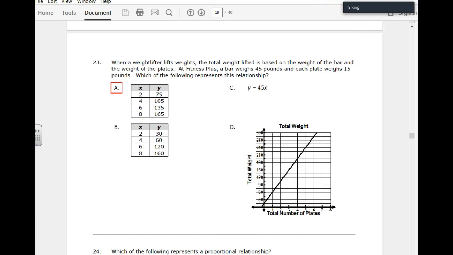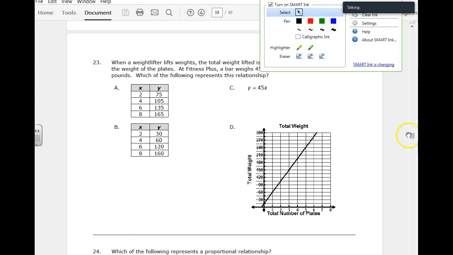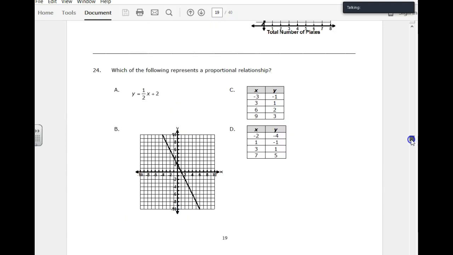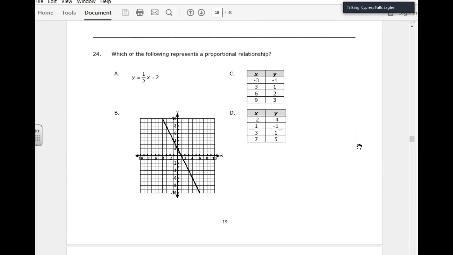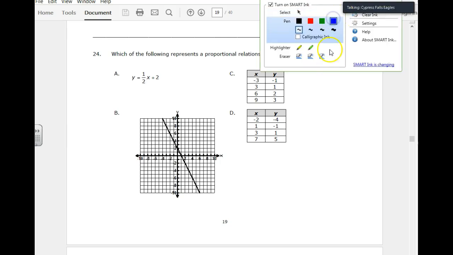24. A lot of people missed this one. Which of the following represents a proportional relationship? Kind of another vocab word. You had to know what in the world is a proportional relationship. A proportional relationship is when you can multiply one variable by a number and it equals the other variable automatically. I had to Google it because I don't memorize these definitions since I don't teach this subject, but it says the ratio of one variable to the other is constant.